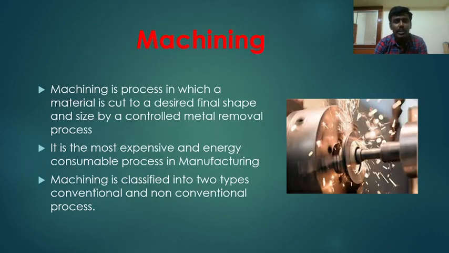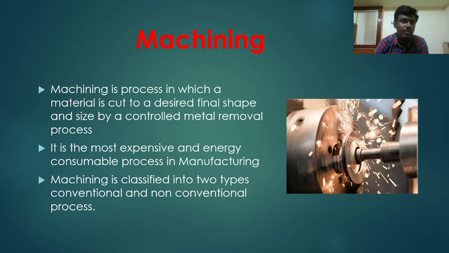And before going into the topic, we need to know what is meant by machining. It is a metal removal process which is used to remove material from the workpiece to obtain its desired shape and size. It is the most expensive and most power-consuming process in the manufacturing sector. The machining process is classified into two types: conventional and non-conventional machining processes.